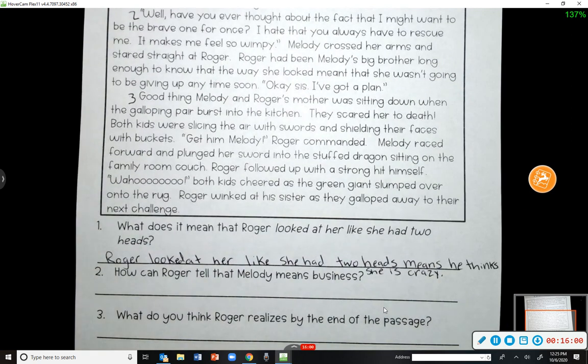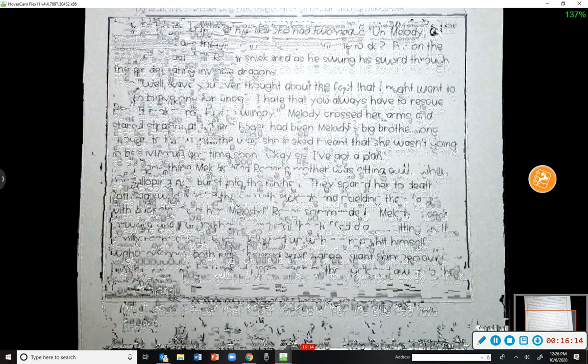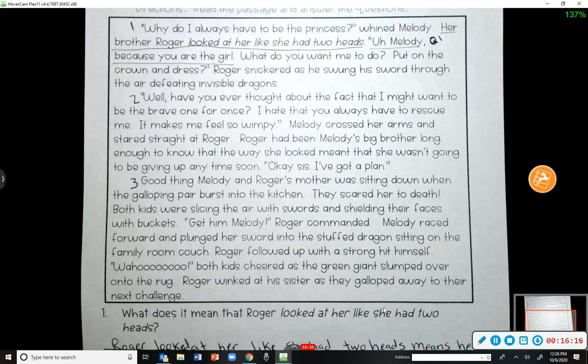How can Roger tell that Melody means business? Kelsey? Because she was serious. She looked serious, that she wanted to save his life for once. Okay. And where do we find that? What paragraph is that in? Paragraph 1, 2, or 3? Is it in paragraph 3? No, it's 2. In paragraph 2, okay?